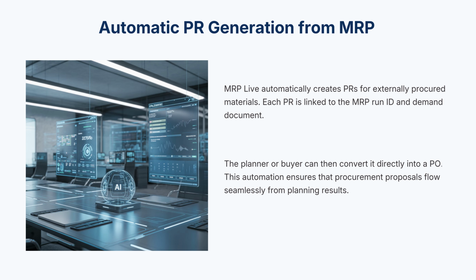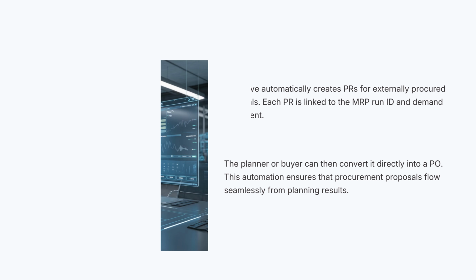Automatic PR generation from MRP. When MRP Live identifies a shortage for externally procured items, it automatically generates a PR. The PR inherits details such as quantity, delivery date, and MRP controller. The planner or buyer simply reviews it in Fiori before creating the PO. This automation drastically reduces manual intervention and planning delays.